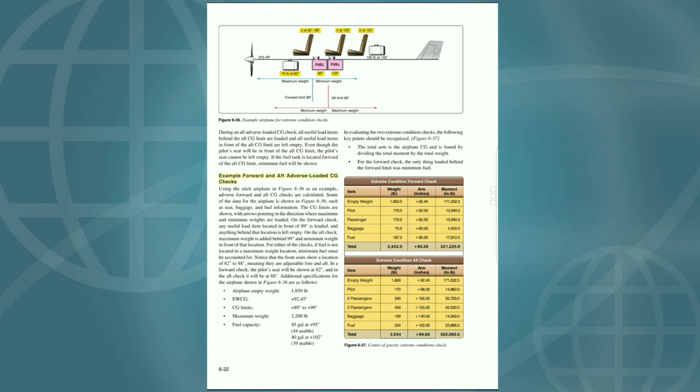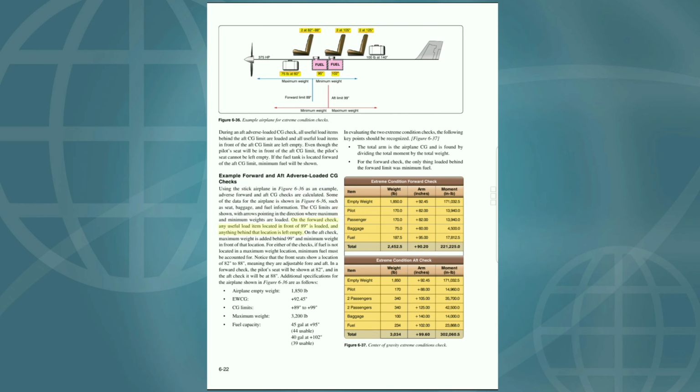Example forward and aft adverse loaded CG checks. Using the stick airplane in figure 6-36 as an example, adverse forward and aft CG checks are calculated. Some of the data for the airplane is shown in figure 6-36, such as seat, baggage, and fuel information. The CG limits are shown, with arrows pointing in the direction where maximum and minimum weights are loaded.